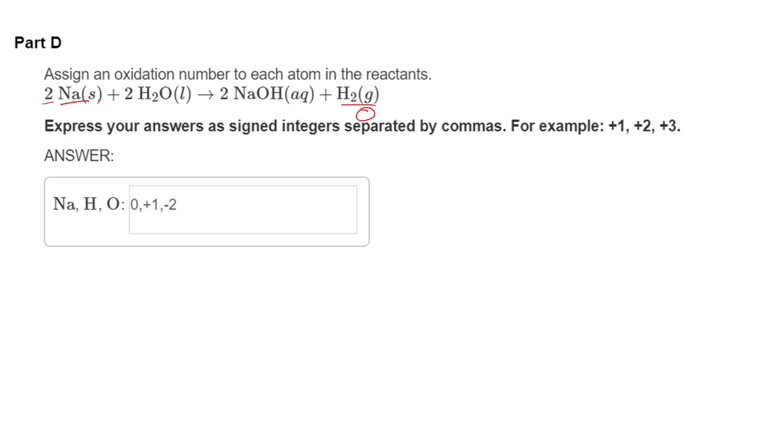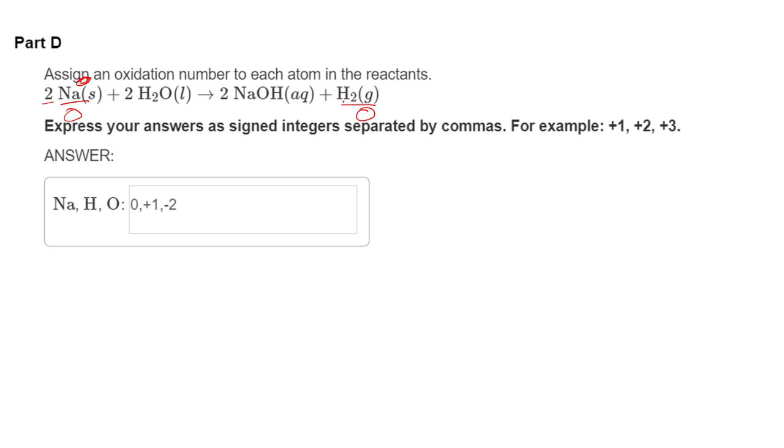This Na right here, that's a solid. That means that is the sodium metal, the elemental form. Notice it doesn't have any charge up here. That means it has a charge of 0, so its oxidation number has to be 0.